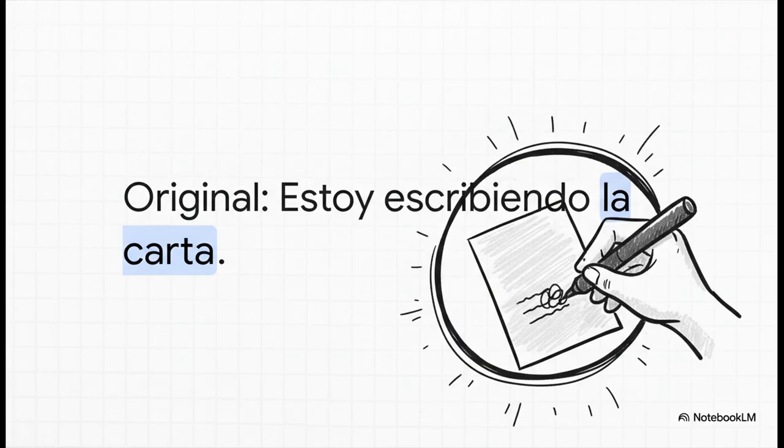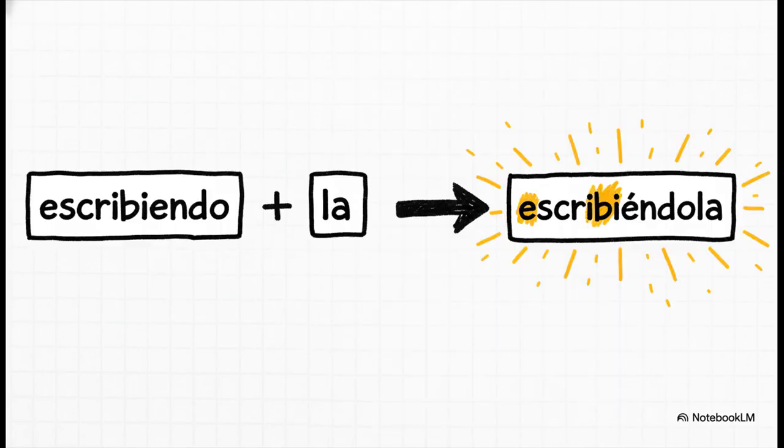All right, last rule. Rule number 3. This one's for those ing verbs, what we call present participles. Estoy escribiendo la carta. I am writing the letter. Our direct object, of course, is la carta. And just like with the infinitive, we can stick the pronoun right on the end. Escribiendo plus la becomes escribiéndola. Now you'll probably notice that little accent mark. Don't let it scare you. All it's doing is making sure the stress of the word stays in the exact same place, so it still sounds right when you say it out loud.